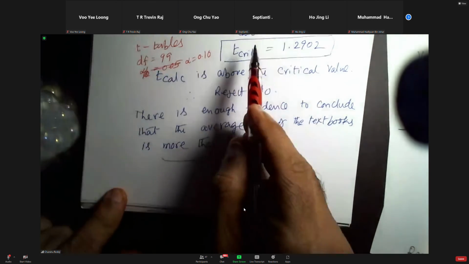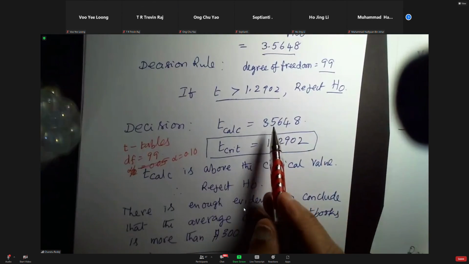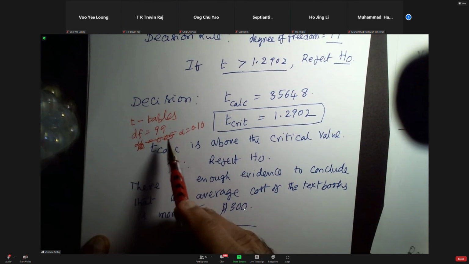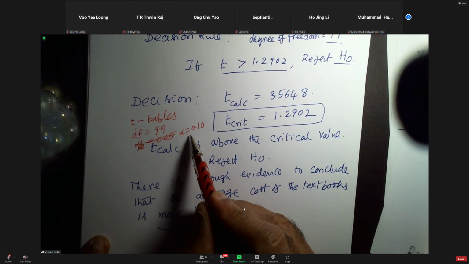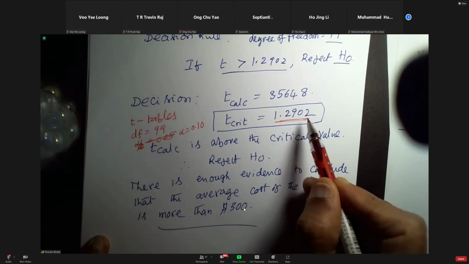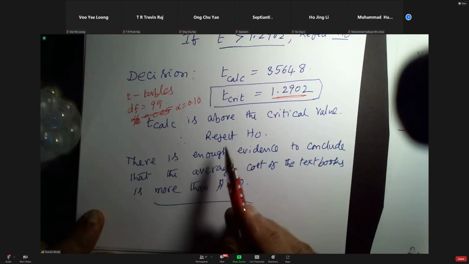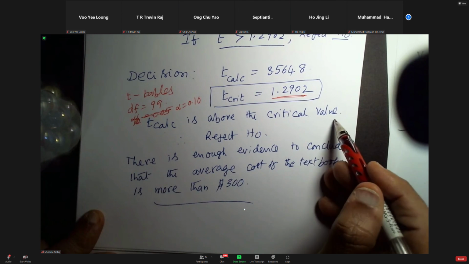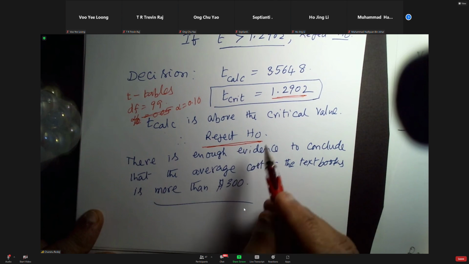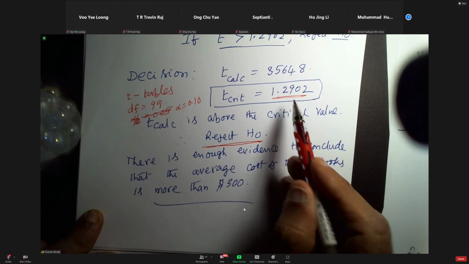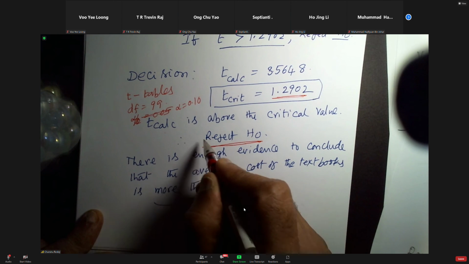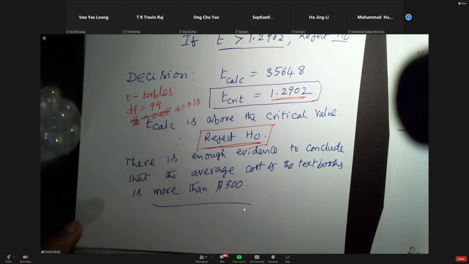All right, so we calculate the T value from the given data. Then we compare this with the degree of freedom and the given significance value. From the tables, we can read the value. Then we compare these two. If the calculated value is above the critical value, we reject the null hypothesis. In this case, the calculated value is above the critical value. So therefore, we reject the null hypothesis.